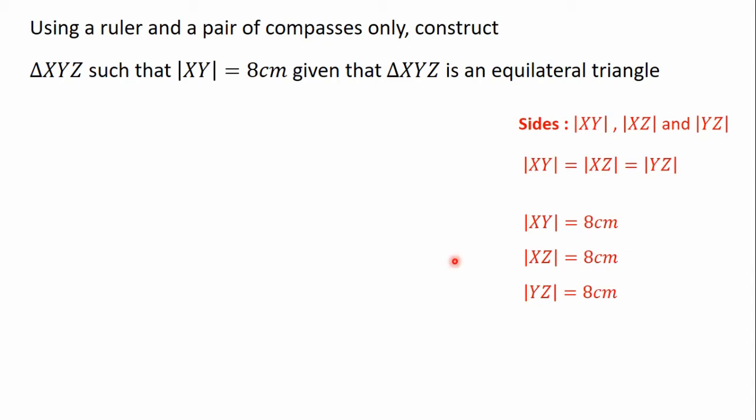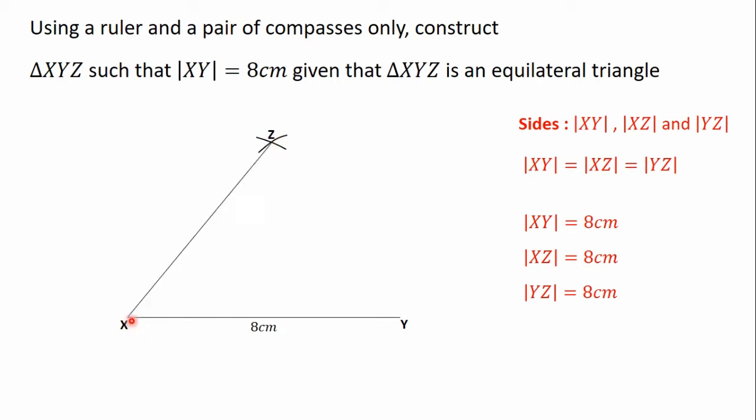We can choose any of them as the base. I'm going to choose the side XY. So you draw the side XY, which is 8 centimeters. We move on to the next side, which is XZ. XZ is also 8 centimeters. So you pick your compass and you measure 8 centimeters on the ruler. Then you step on the point X and construct an arc. The next side is YZ, which is also 8 centimeters. So you measure 8 centimeters on your ruler, then you step on point Y and construct an arc to intersect the first arc that you have constructed. The point of intersection of those two arcs will give you the point Z.